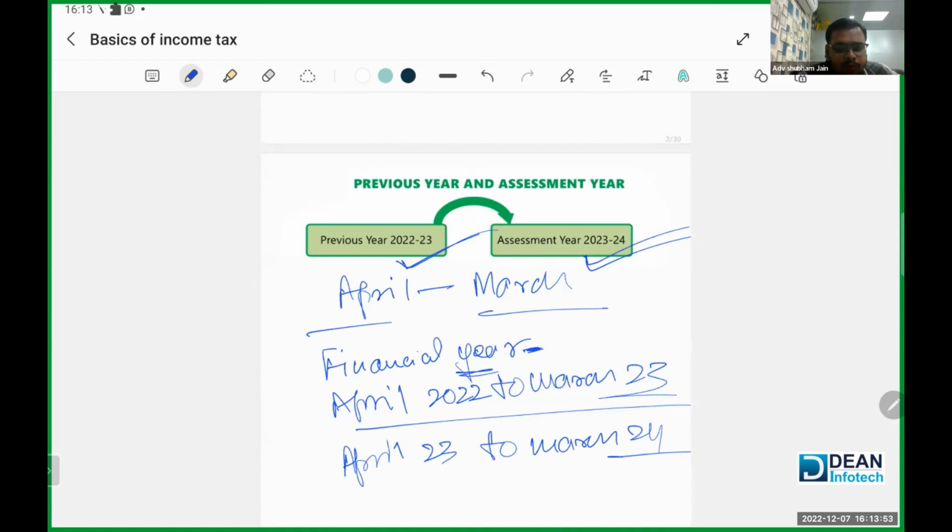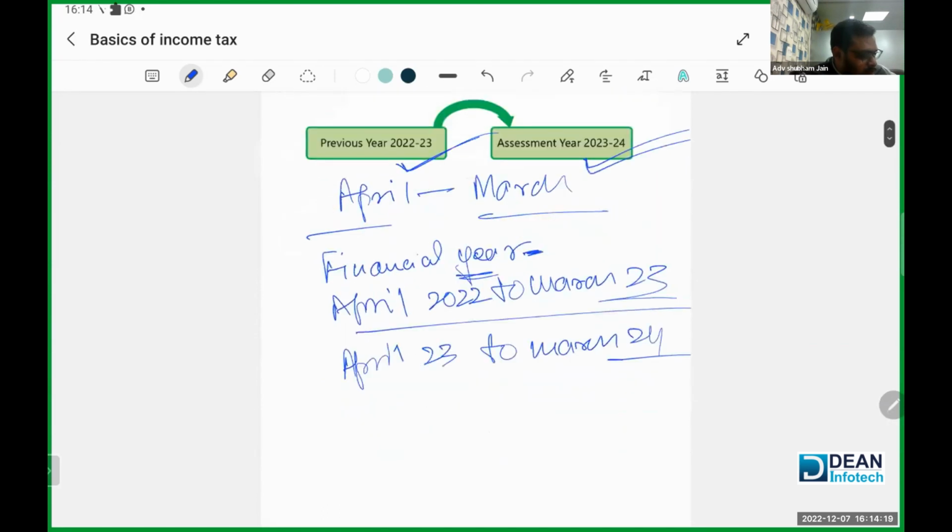So in terms of taxation, in terms of law, we refer to this particular year as assessment year 23-24, because the assessment of all the incomes of this particular year will be done in the next year. Similarly, for the next financial year 23-24, the assessment year will be assessment year 24-25. So that is how the concept of previous year and assessment year works.